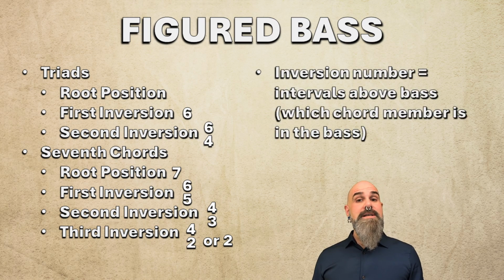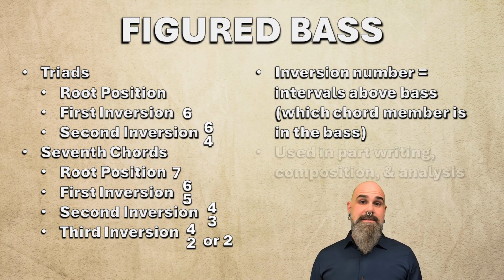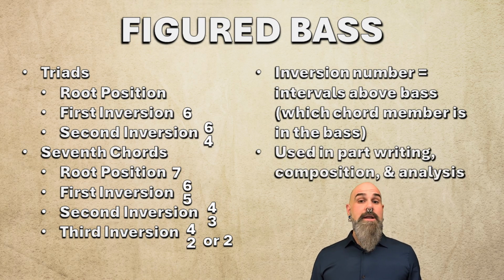The inversion number tells you the intervals above the bass, but it's really just shorthand for telling you which chord member is in the bass. And you'll use these numbers in part writing, composition, and analysis. Next time you see a 6-5 or a 4-2 in figured bass, you'll know exactly what it means and how to build it from the ground up.